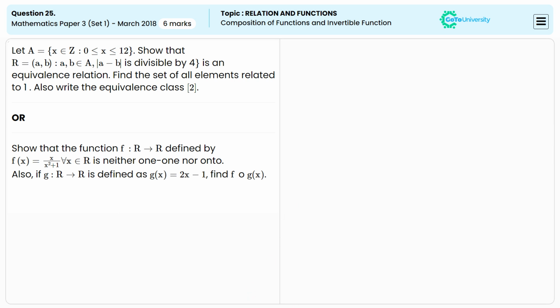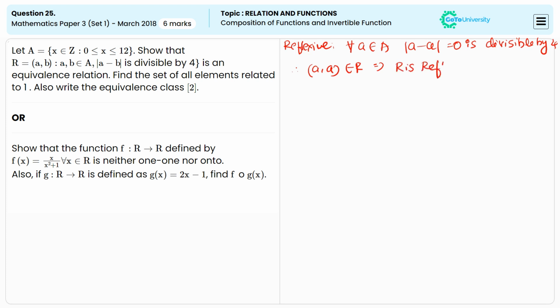So first, to prove that it is an equivalence relation, we need to prove that it is reflexive. To prove that the given relation is reflexive, let us assume for all a belongs to the set A, a minus a, modulus of that will be 0, is divisible by 4. Therefore, (a, a) belongs to the relation, which in turn says R is reflexive. Let this be statement 1.